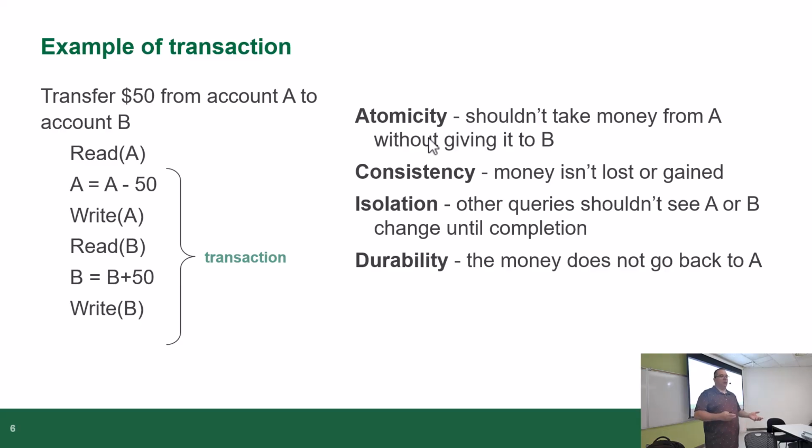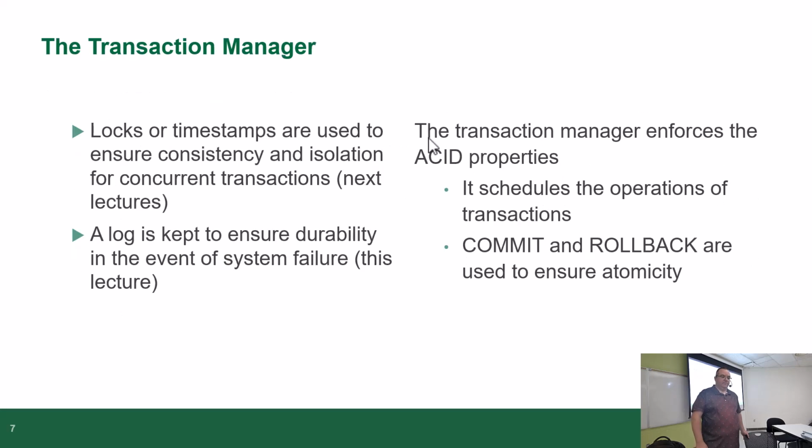Consistent. Money isn't lost or gained. Isolation. Other queries shouldn't see the fact that there's money moving around until it's done. And durability. After you put the money in B, it doesn't magically show up in A again. So suddenly you've manufactured money again, right? Took 50 from A and gave it to B, and then something goes wrong and suddenly A has 50 and B has an extra 50, so you just invented another $50. That durability means the money doesn't magically reappear because it's consistent.